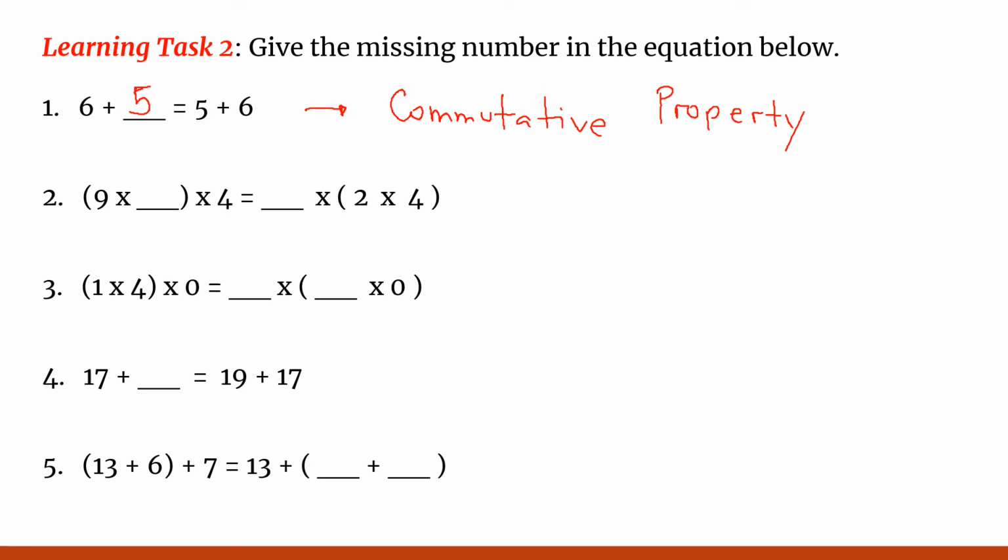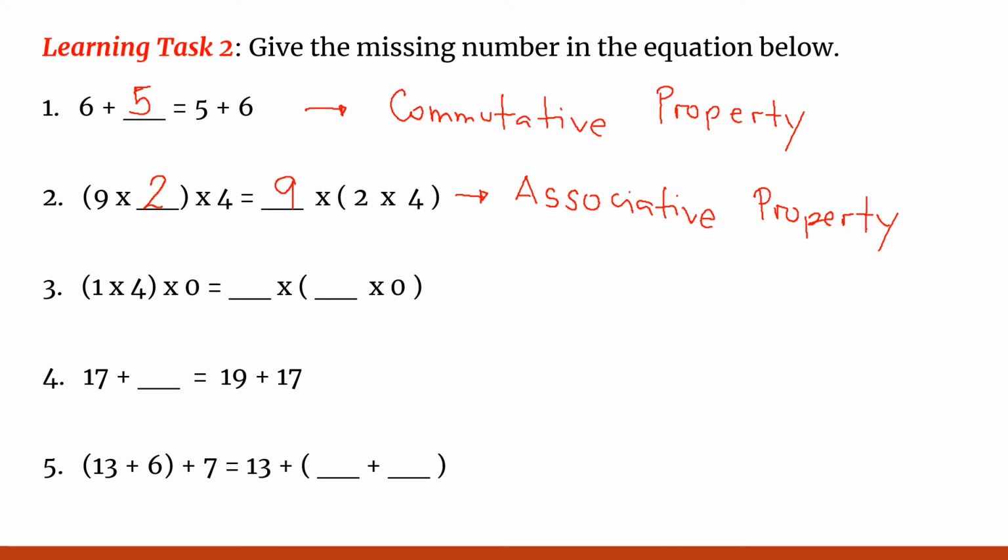9 times blank with the parentheses, then times 4 na nakahiwalay is equivalent to blank times the quantity or parentheses na 2 times 4. So if you notice, there's a grouping symbol involved: 9, 2, and 4. Ibig sabihin, dun sa kaliwa, nagkaroon ng nawawalang 2. And then sa kanan naman, merong 9. So this time, property ang ginamit. Dahil groupings ang pinag-usapan, ay associative property po. Okay? So associative property.